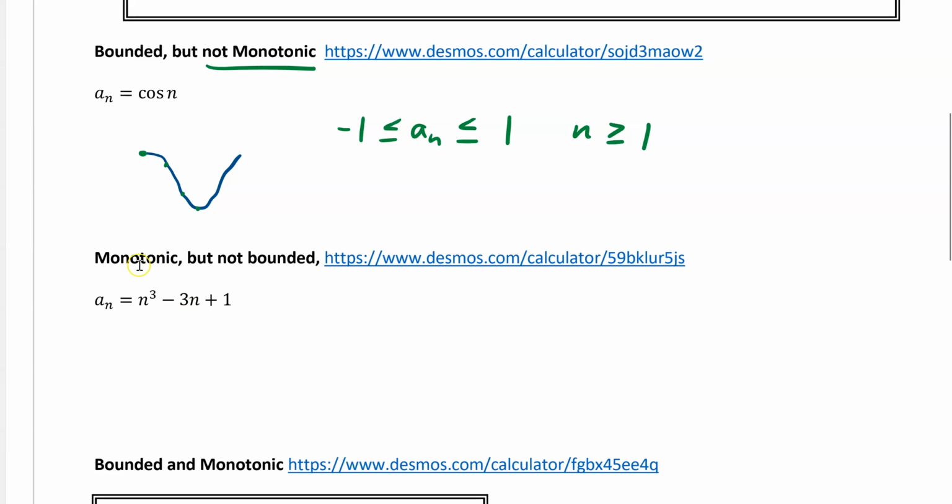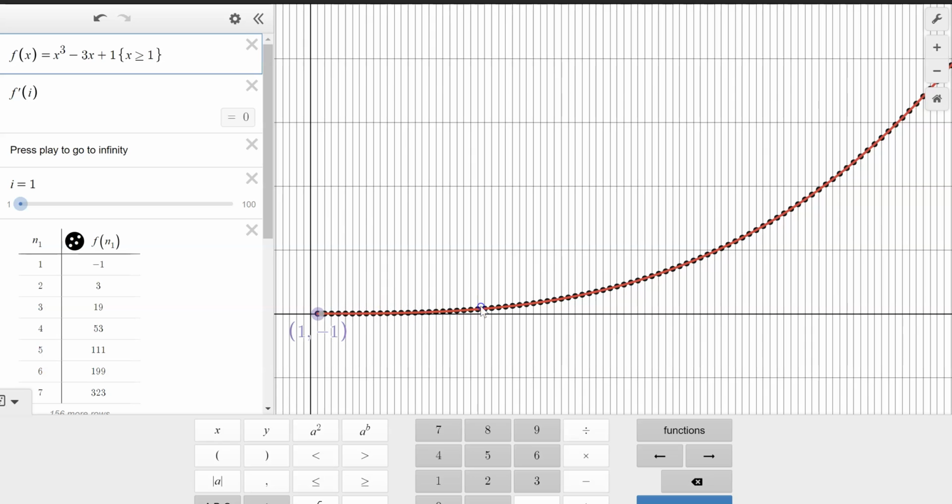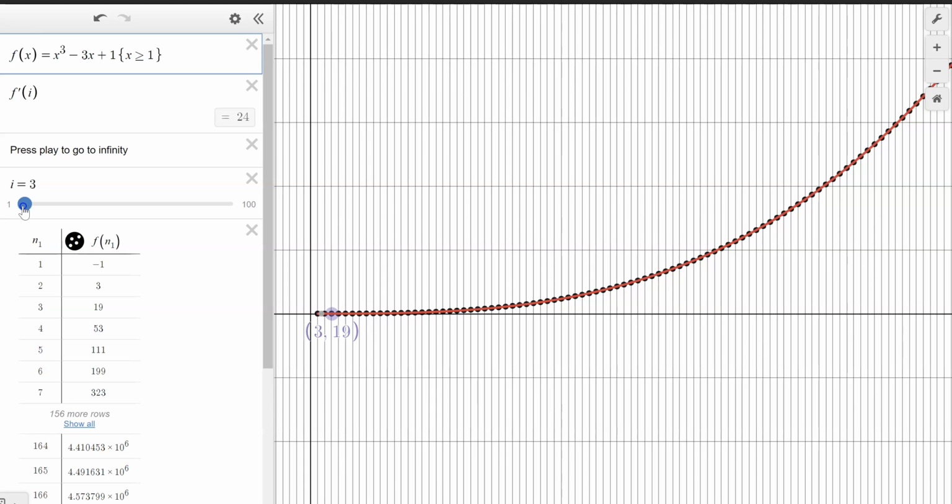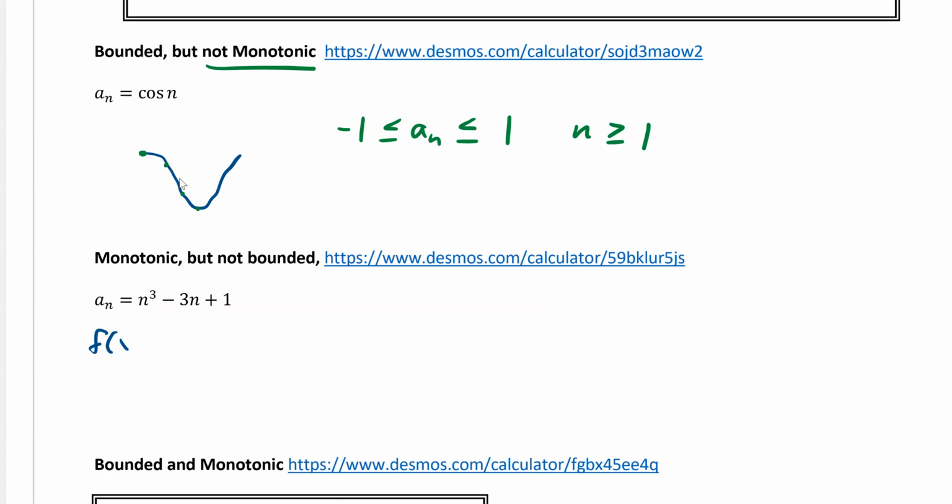This one is monotonic, meaning it's either increasing or decreasing. If we look at our graph, you can see that it is always increasing. To verify that, you can just find the derivative. If you take the derivative, you'll see that at 1, it's 0, and at 2, 3, it is always positive. So if we call this f of x equals x cubed minus 3x plus 1, and we take our derivative, we end up with this.